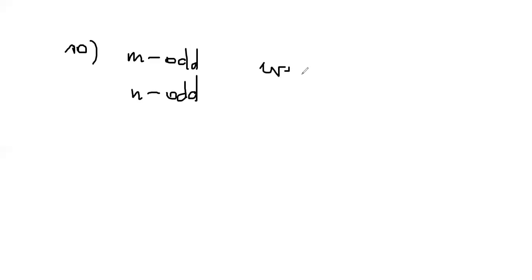Number 9 is the same as A, so we don't touch it. Now we go up to number 10. Which expression is even if m and n are odd natural numbers? So m is odd, n is odd. Which of the following expressions are said to be even? So we have to focus on even results. We have to see whether the result is even or not.